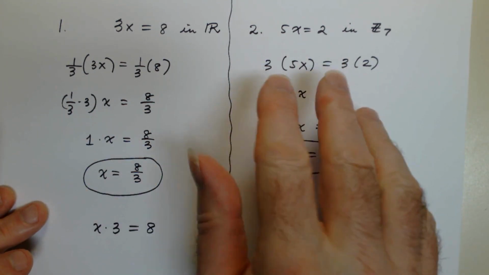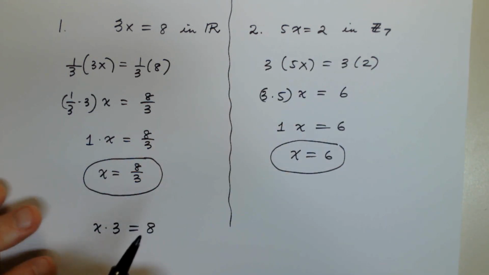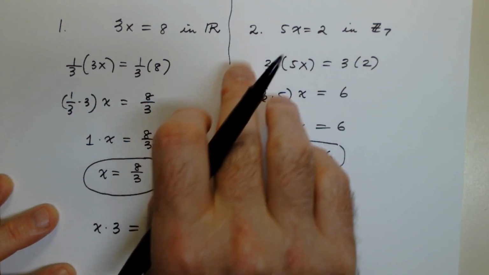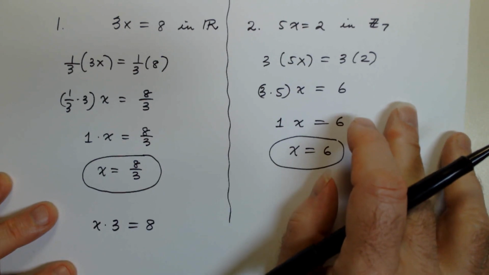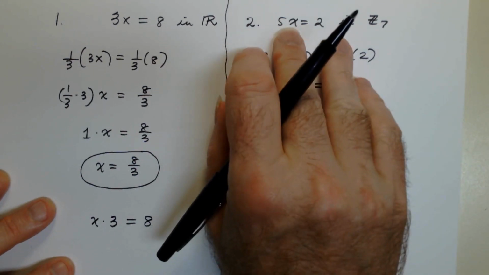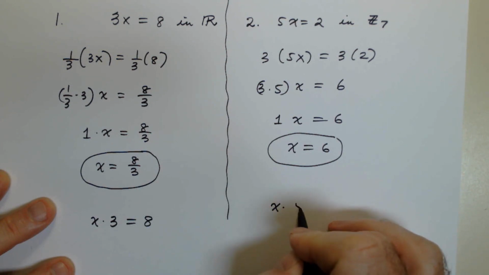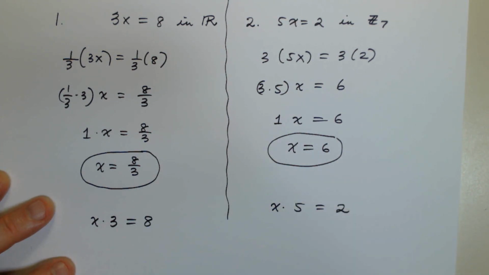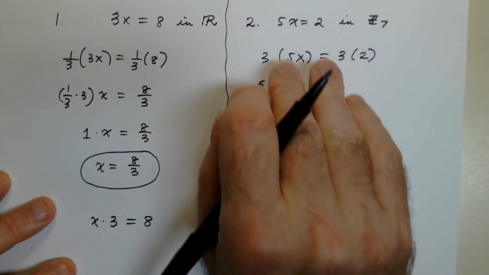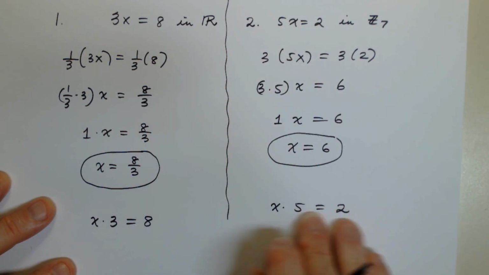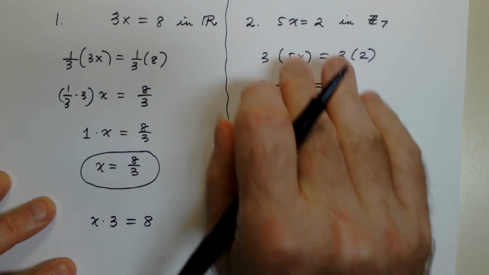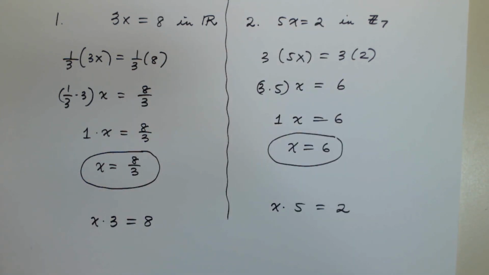We'd use the multiplicative inverse of 5. And just as here, because multiplication is commutative in Z7, whether this equation came to us as 5x equals 2 or as x times 5 equals 2, there's no difference, right? Because we could easily think of x times 5 as the same as 5 times x, and there would be no difference in this equation versus this equation.